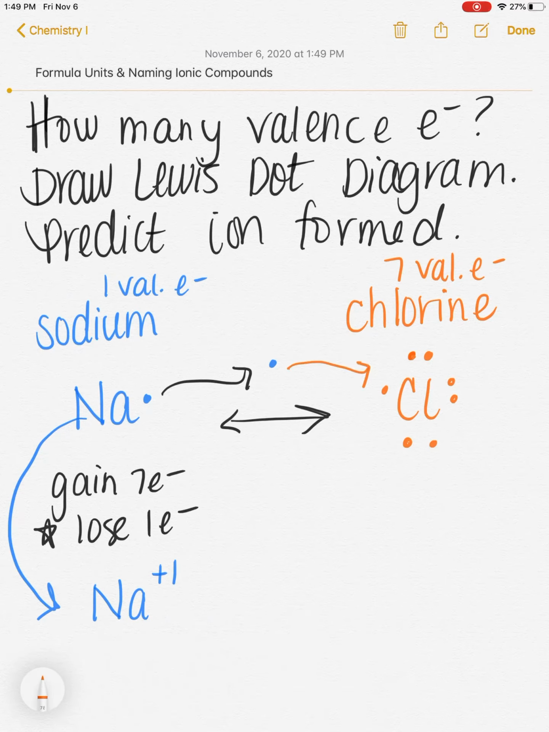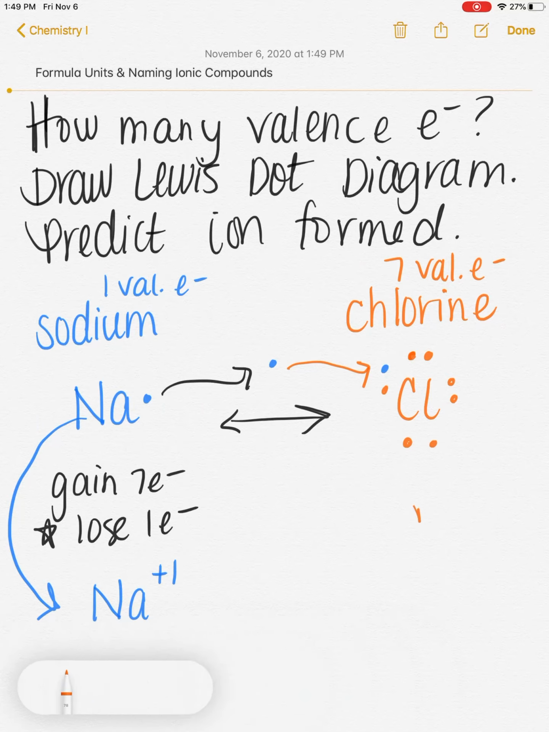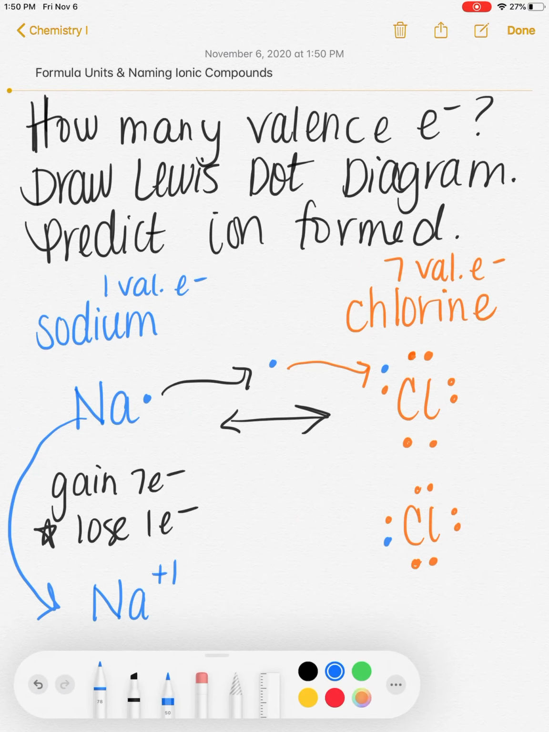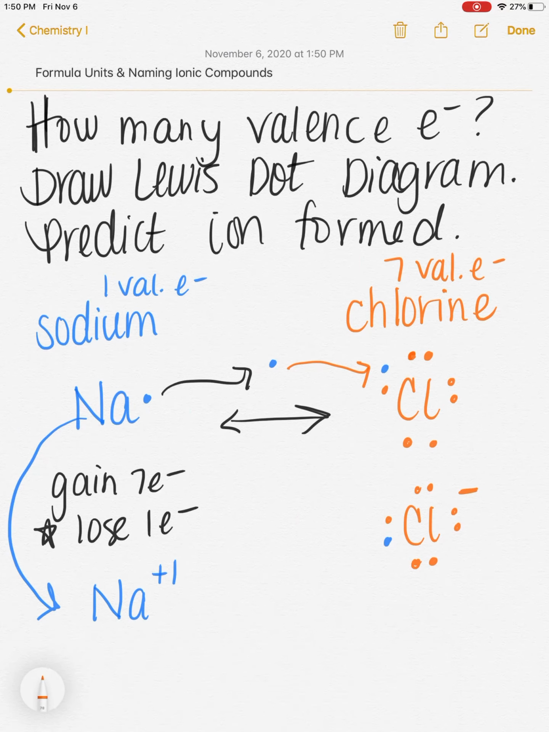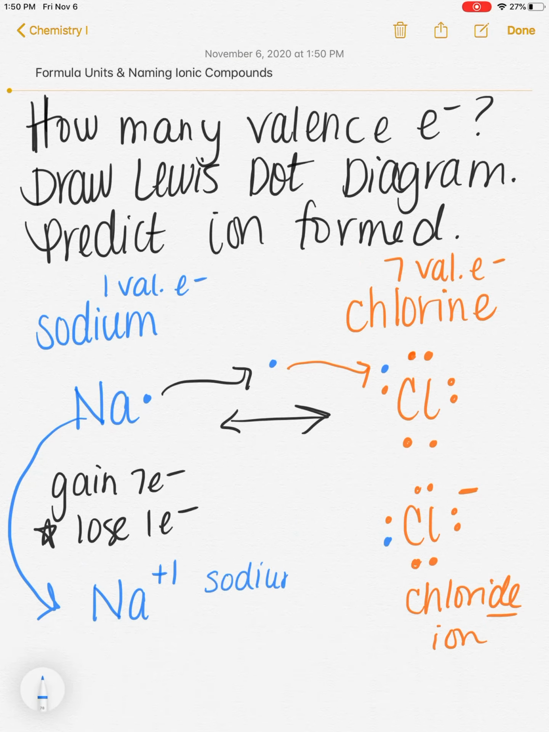Chlorine could stand to gain an electron because it has 7 valence electrons. If it were to pick up this 1 electron that sodium threw out there and got rid of, then it would be stable. And now chlorine would look like this: chlorine with a full set of 8 electrons. That 1 electron came from sodium. And now it has a -1 charge because it's picked up an extra electron. Yesterday, we had talked about that we would name that as the chloride ion because ide means that it has become negative. Sodium would just be called the sodium ion because we don't change the name of the cations, we just write that they are an ion.